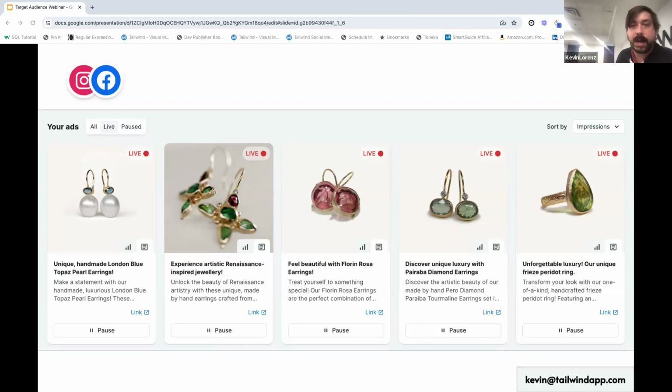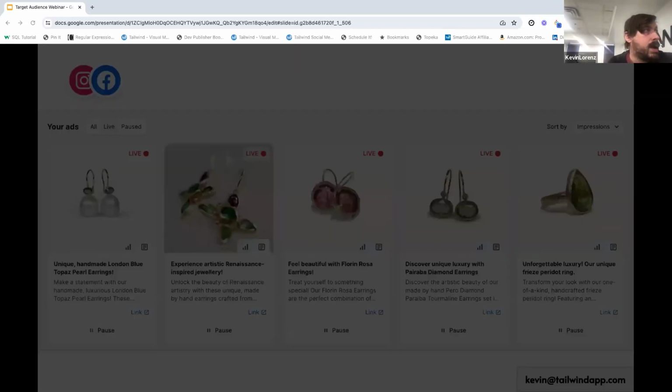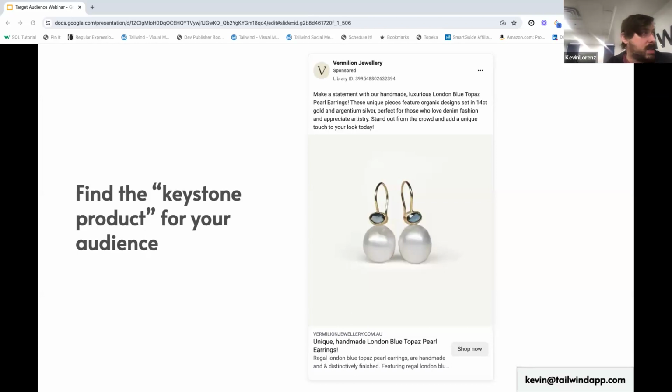What products are people adding to their cart? What product pages are people checking out most often as they explore her store? And something started to coalesce after 6-7 weeks of data started to accumulate. And that was this ad right here. These earrings were identified as a sort of keystone product for her.